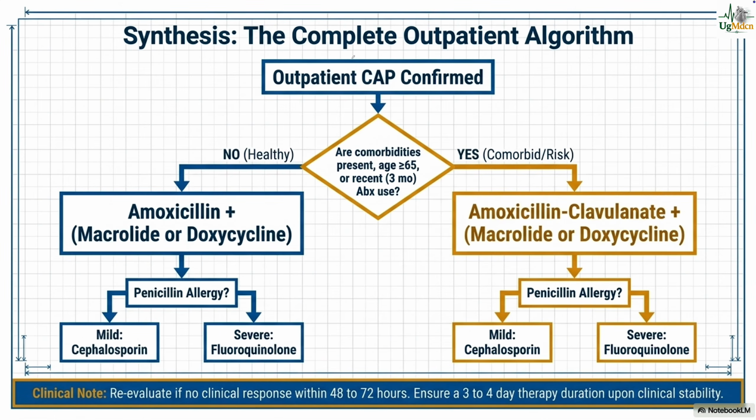Now let's bring everything together. Confirm the diagnosis using compatible symptoms and imaging evidence. Assess severity and determine whether outpatient treatment is appropriate. Identify whether the patient is healthy or has significant comorbidities. Select antibiotics accordingly. Account for penicillin allergy when necessary.